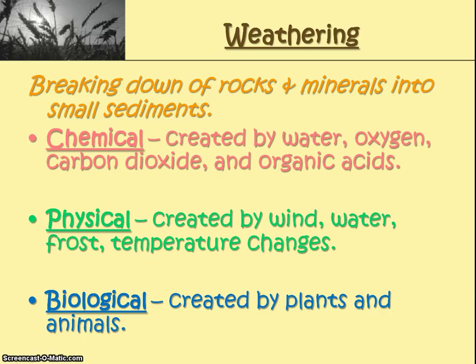Physical is just straight erosion through wind and water. Temperature changes can cause rocks to break apart, so that would be a physical type of weathering. And then biological is just straight weathering created by plants and animals. So those are the 3 major types of weathering that can have an impact on how rocks are transformed into soil.